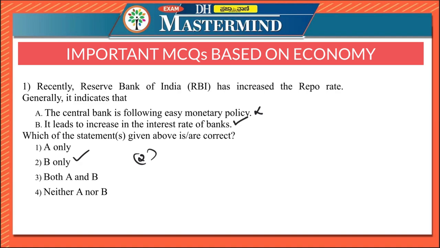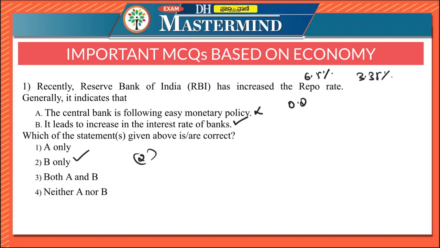What happened recently in February is that the central bank announced its most recent monetary policy, increasing the repo rate by 0.25 basis points. So as of now, repo rate is 6.5% and reverse repo rate is 3.35%. And what is this repo rate?